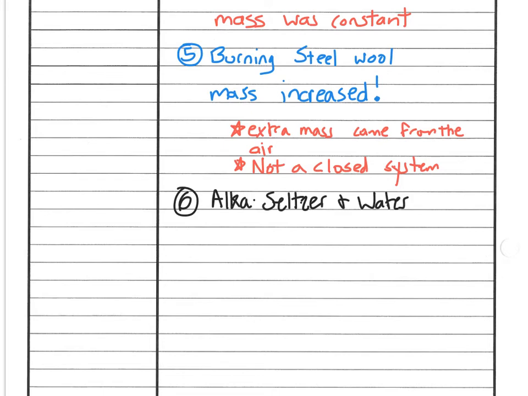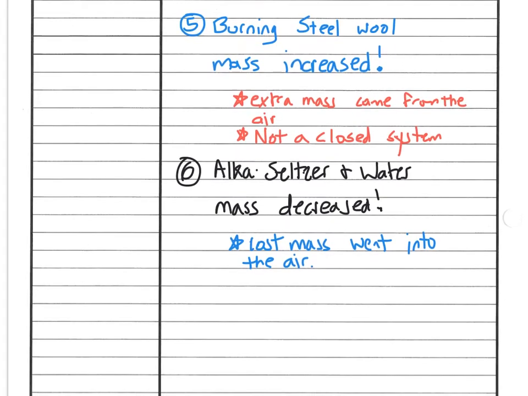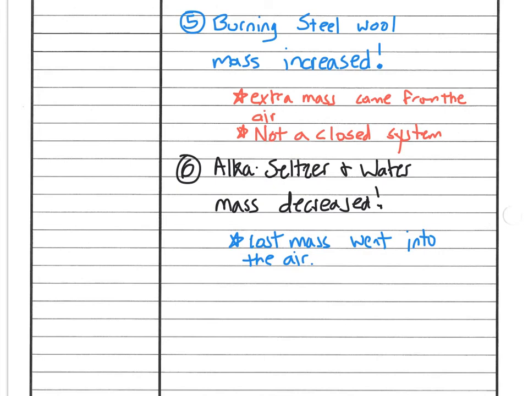In the Alka-Seltzer and water lab, instead of the mass increasing or staying the same, we saw that mass decreased. But if you remember what it looked like when we put the Alka-Seltzer in water, we had little bubbles forming, and then those little bubbles were popping. So what was really happening was that that lost mass went into the air. And just like in the last one, we had mass that was able to leave the system this time. In the burning of the steel wool, mass entered the system. This is also not a closed system. This is an open system.